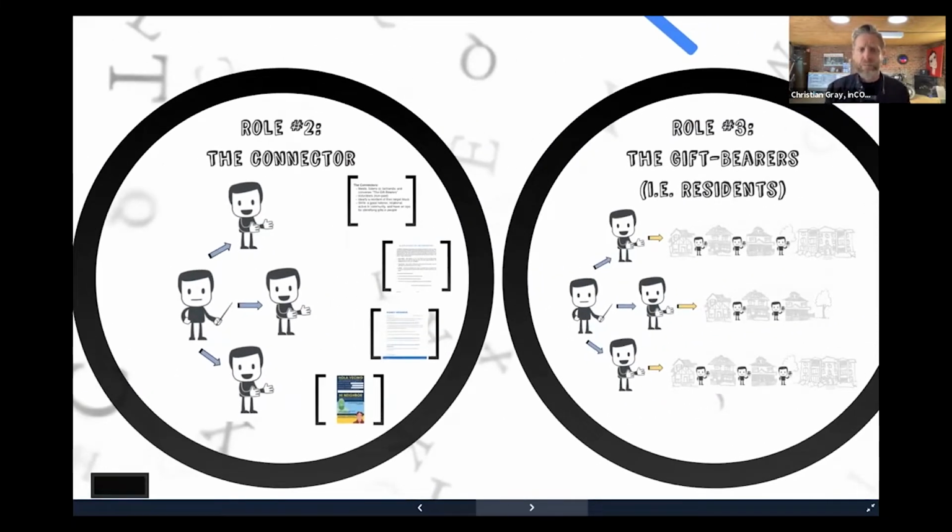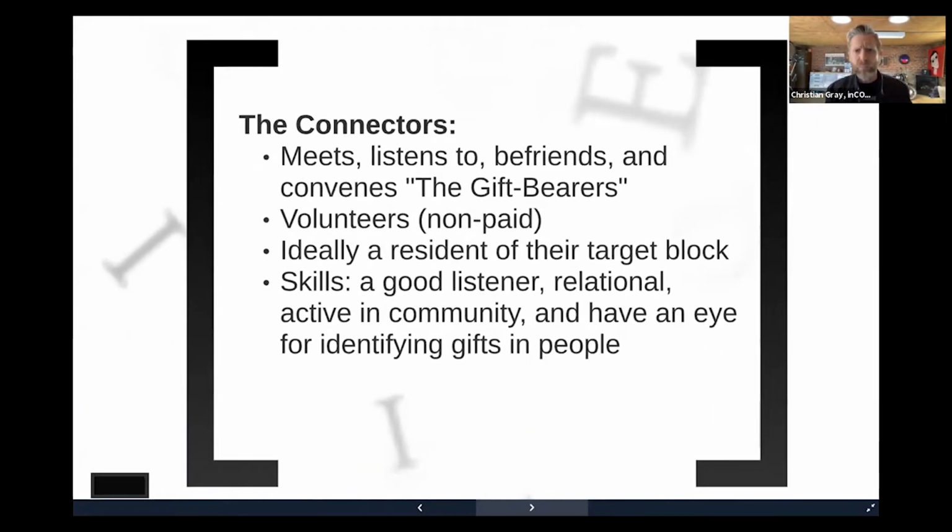Which then takes us to the connector. The connector is now, again, the person that's going to be doing the actual engagement on their block. Specifically, they'll meet, listen to, and befriend the gift bearers. They're going to get to know their neighbors, and they're going to be the ones that are starting to formulate these relationships with a real purposeful sort of role that they're given, not just kind of ad hoc. We all hopefully are good neighbors, but this person really is given a specific role to do that. Volunteers, residents of the block. And they don't necessarily need to be a leader, at least how we typically identify a leader to be, where they're sort of moving people in a particular direction. These are just people who have great relational skills and just naturally connect well with their neighbors.